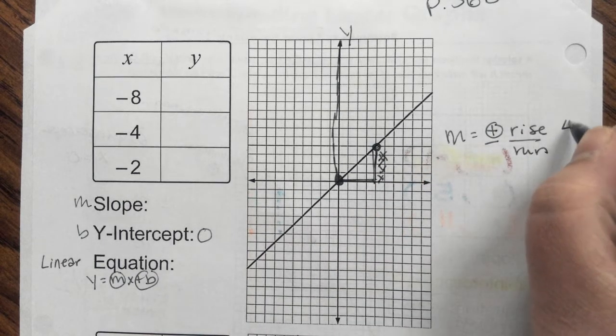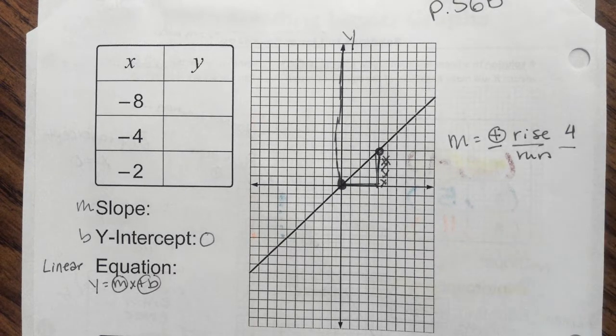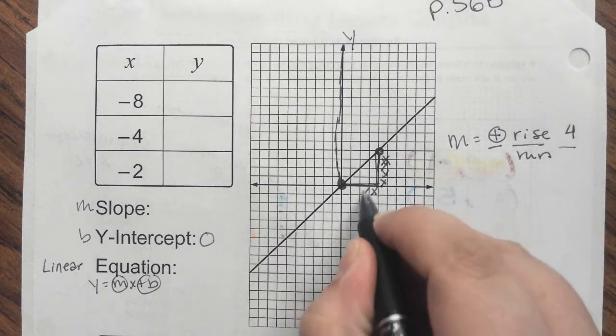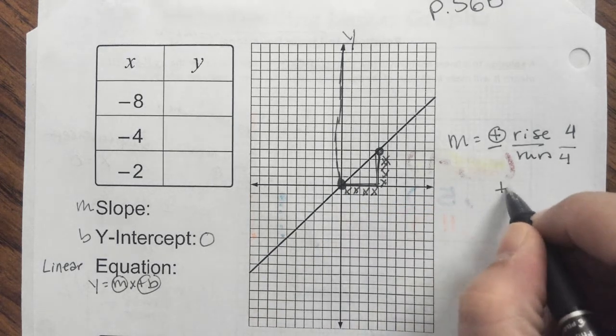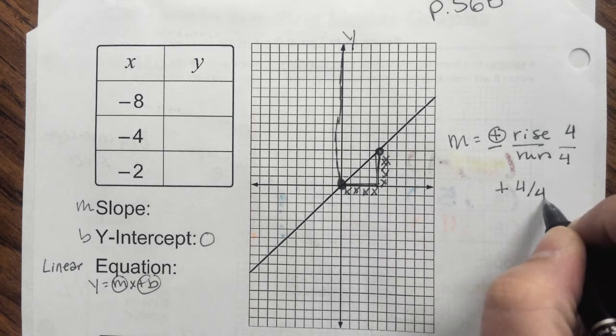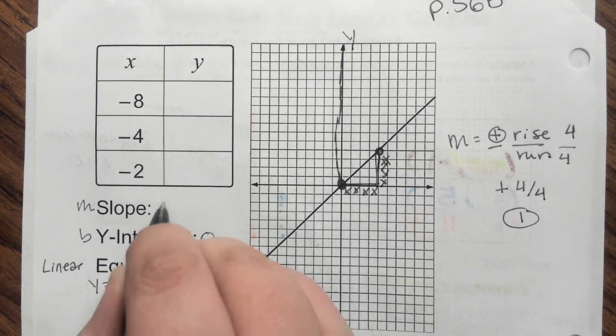So the rise is 4. We were saying the rise is 4. Now the run that's going side to side is 1, 2, 3, 4. So my slope is positive 4 over 4. 4 over 4 is 1. So our slope is 1.